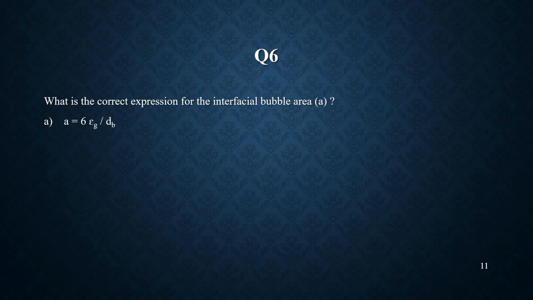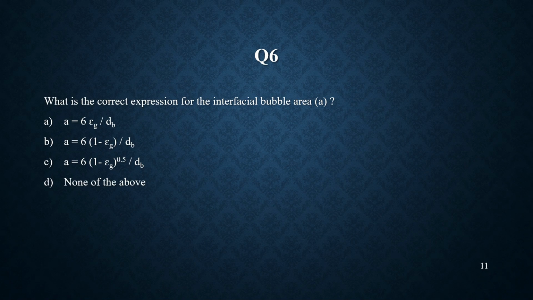Option C, it is 6 into 1 minus epsilon g power 0.5 by dB. Option D, it is none of the above. So identify the right answer.